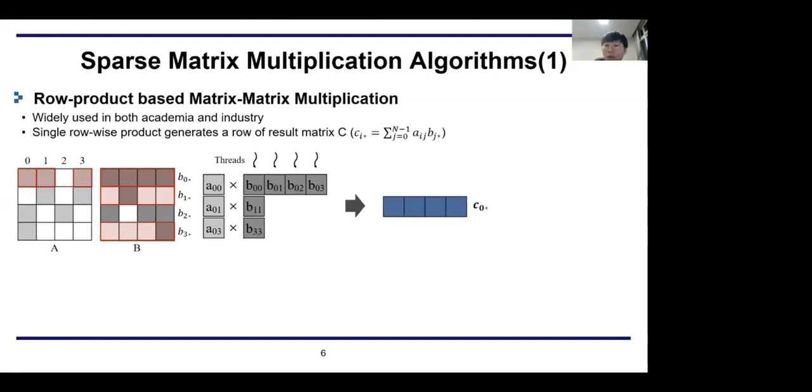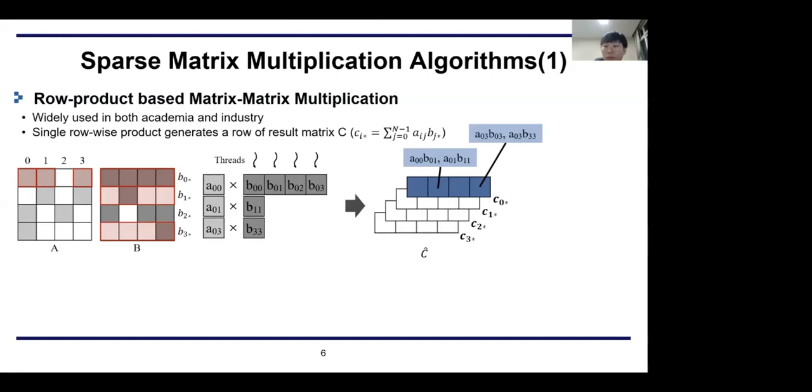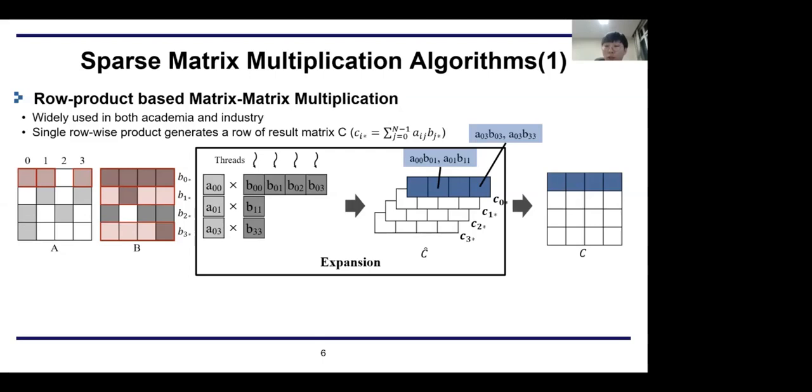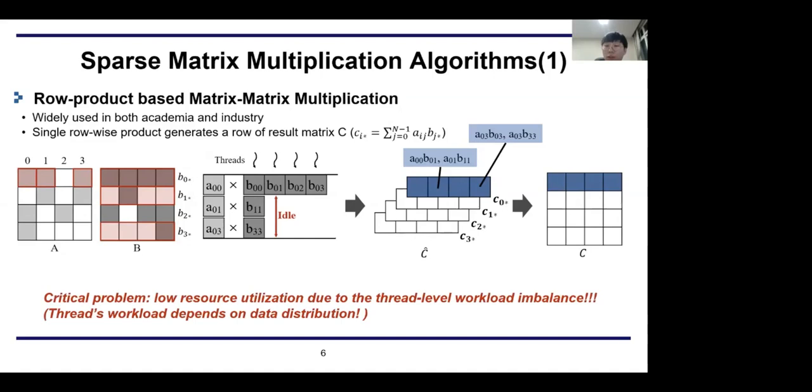Inside each row, there are some elements with the same column index, and these elements should be aggregated. Therefore, we need an additional step to merge these elements, and after the merge process, we finally get the result matrix C. We call the first step to generate all elements the expansion, and the second step the merge. As you can see, workloads between threads are different, and this can be a serious problem in GPUs, so we'll find another option.